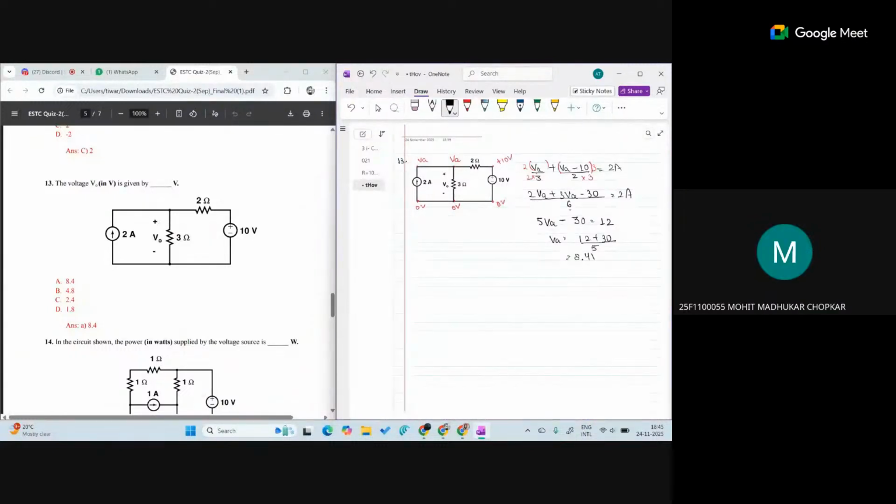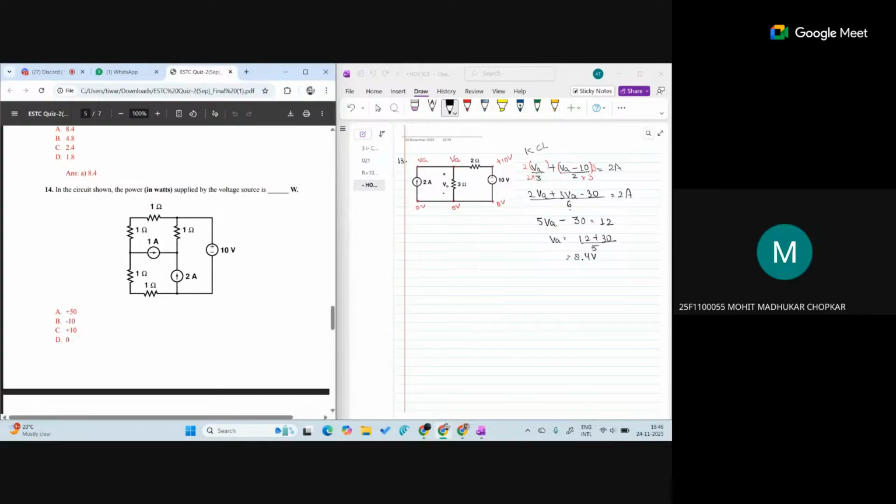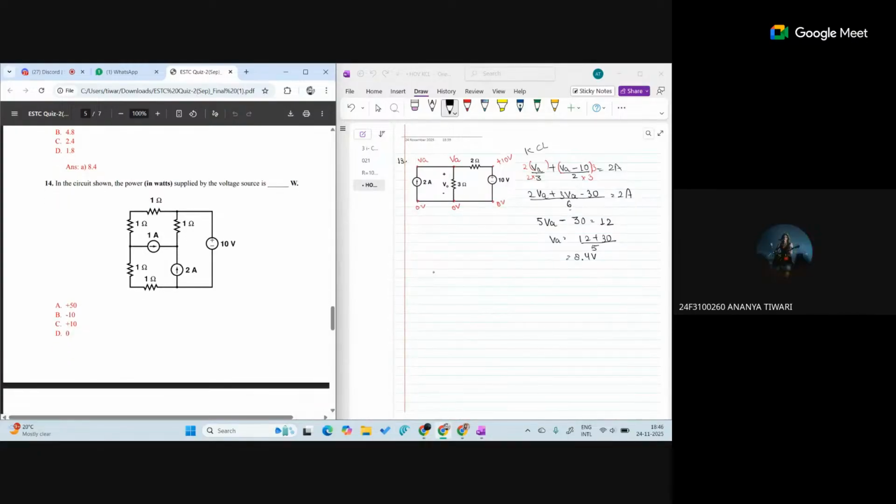We are using KVL. KCL. Did I say KVL? We are using KCL. It is easy with superposition, but for me, this KCL always seems pretty easy. Everyone has their favorites, so for me, KCL is favorite. You can try with superposition also. You will get the same answer.